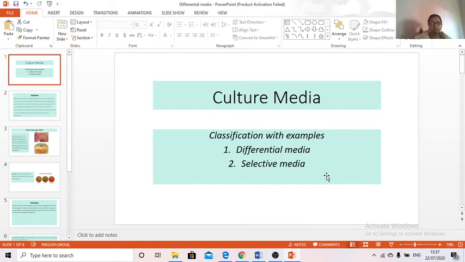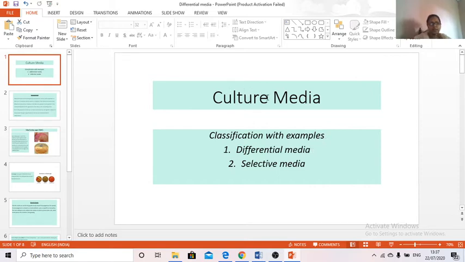So, before I start with these two types of media, we will quickly discuss what culture media are. Although I have already given a video wherein we have discussed what culture media are and also simple media in detail. Culture media are synthetic media that are used in the laboratory to isolate bacteria.